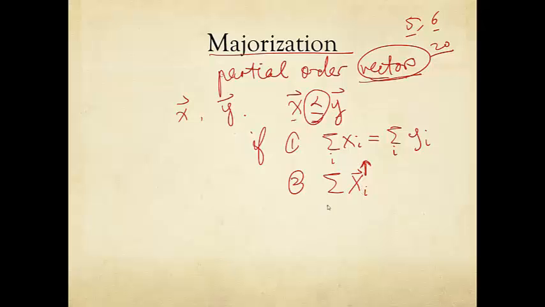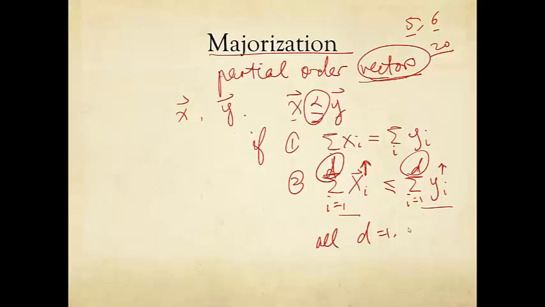Now if I sum this from the first element, that is from the smallest element in the ascending order, up to some element d, and I look at the same thing, the sorted y vector, summing the entries from the first one to the dth one, must have the relationship that the y version is bigger than or equal to the x version for all d's.